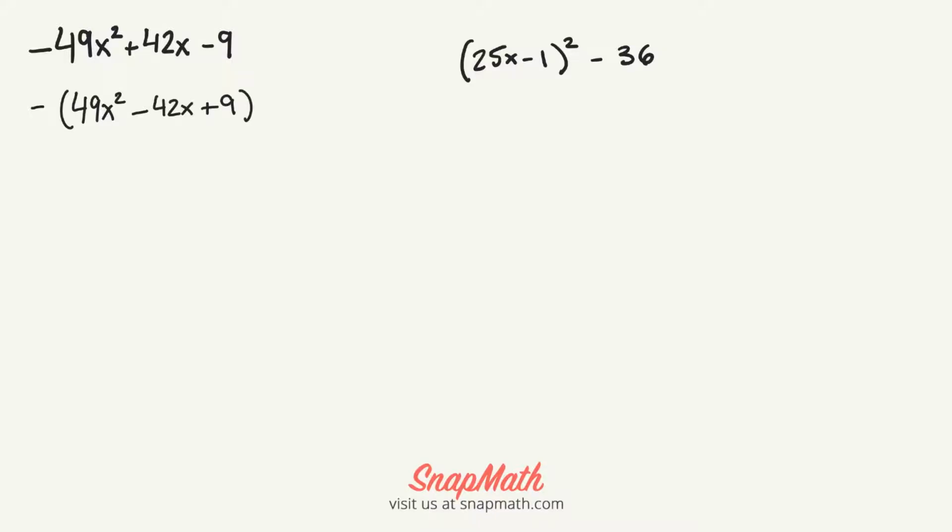Now, this is a perfect square trinomial where the square root of 49x squared is 7x. The first sign is a negative, and then the square root of 9 is 3, and it's squared. And a great way to check if you have the right answer is you can do 7x times negative 3 is negative 21x, and then you double that, and you get the middle number, negative 42x. So there's your answer for the first one.